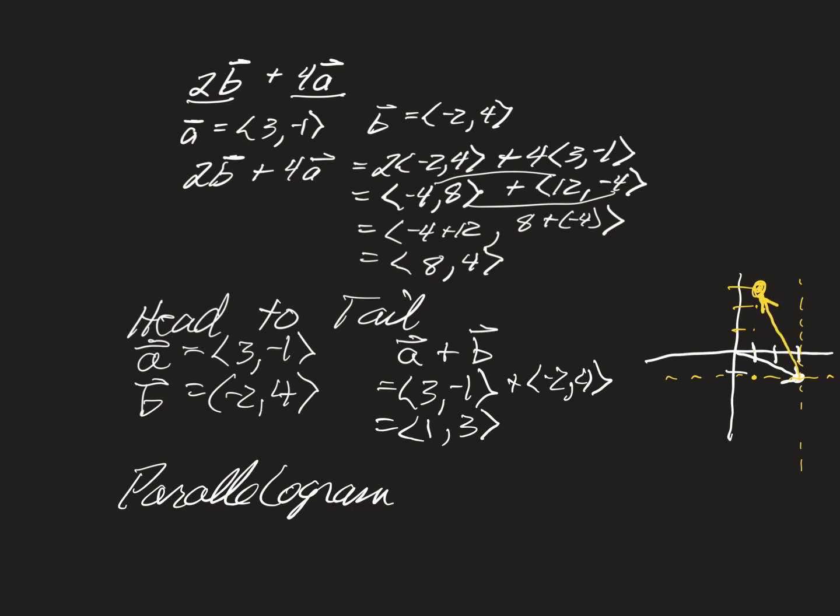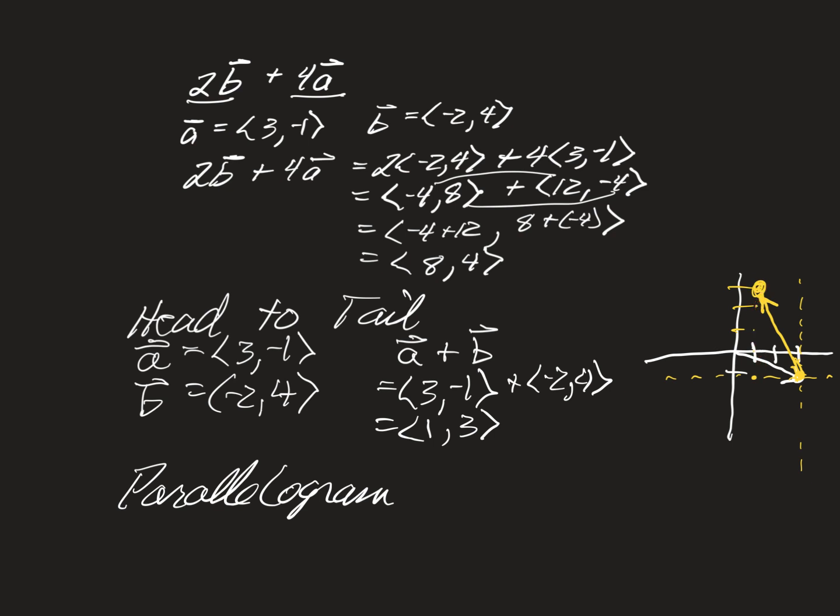All right, so we go head to tail, right? Take the head of the first vector, which is this point, and then the tail of the second vector and attach it there, and then pretend you have a new graph and count it out, and that's your result.